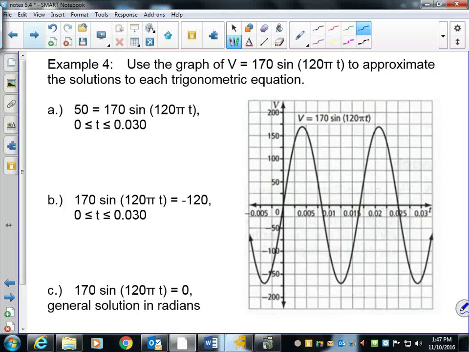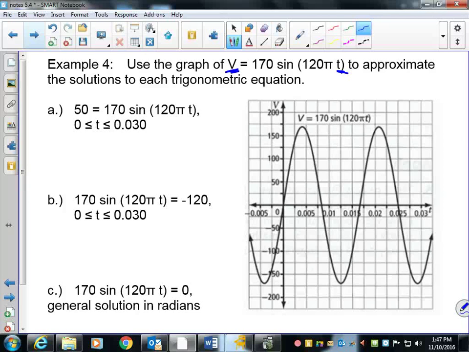So we're going to carry on here and look at example 4. The graph of v is equal to 170 sine of 120 pi t is an approximate solution. So this is probably like it says the velocity of something happens at this with time being in seconds or something like that. Normally we have y is equal to this, whatever is out front is going to be your y value. Whatever's inside the equation that's a variable will be your x. Okay?